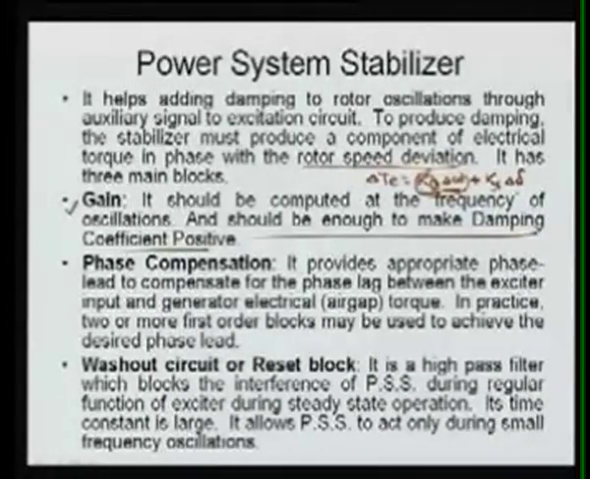If this damping is zero or negative, the system will be unstable. We don't want that, so we want to make the damping coefficient positive. We should add this signal, and the gain should be such that it tries to make the damping coefficient positive.